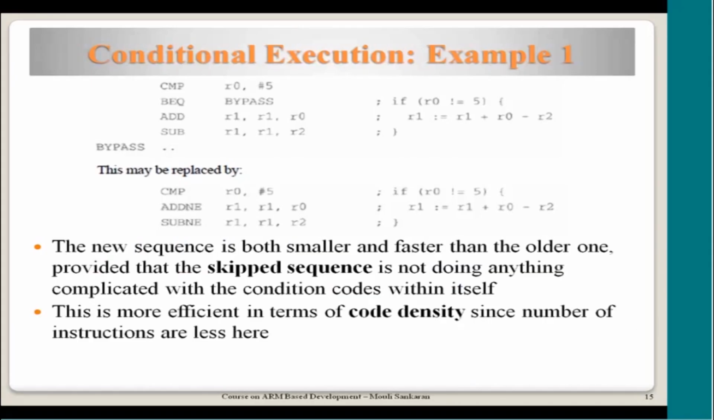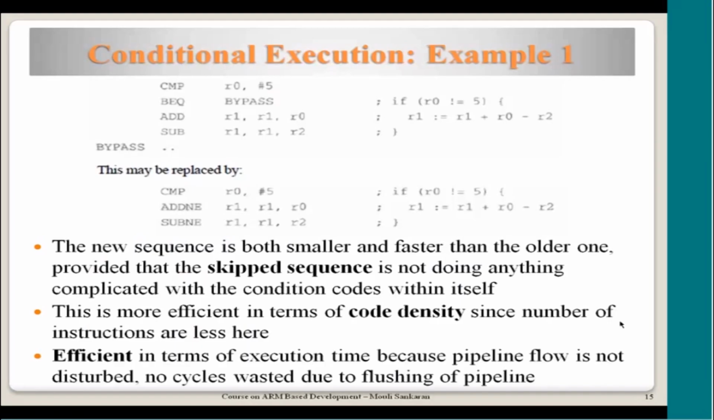So what is the advantage of this? If you look at the number of words occupied by these 3 instructions, and only 2 instructions here perform the same job, that means your code density is better in this case. There is one more inherent advantage of doing it this way, which I will explain in the coming slides. So code density is improved, and it is also efficient in terms of execution time because the pipeline flow is not disturbed.